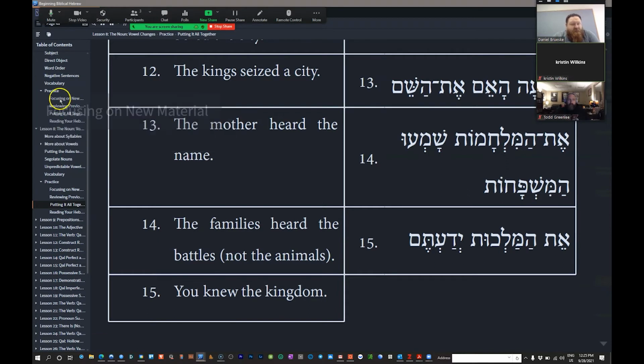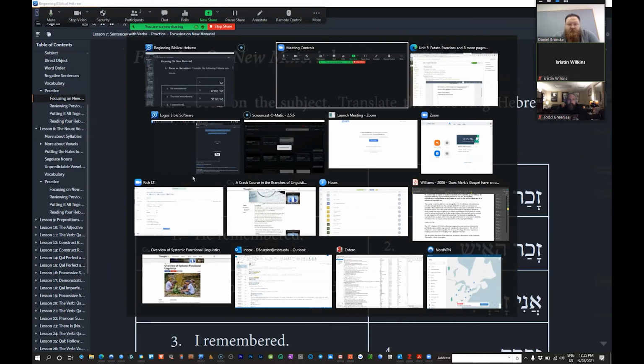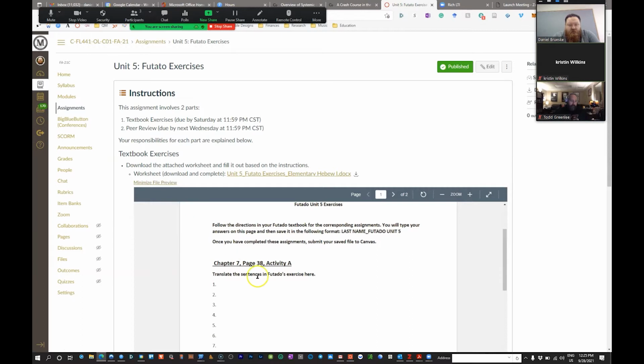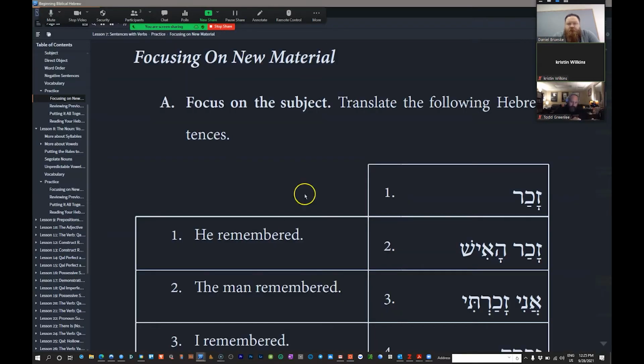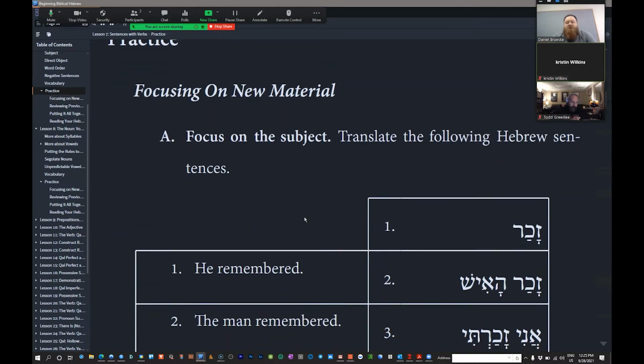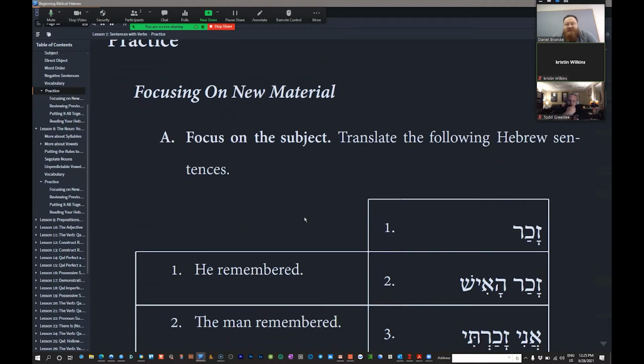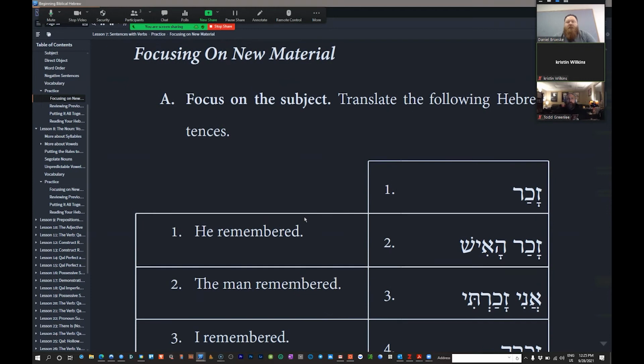So let's pull up practice for number 7. Let me look at the assignment here. A, B, D, and H. All right. So we'll walk through sort of an accelerated version of that for these. But the pattern that I want you to pick up on is this process of addressing the Hebrew word by word to figure out what's going on.